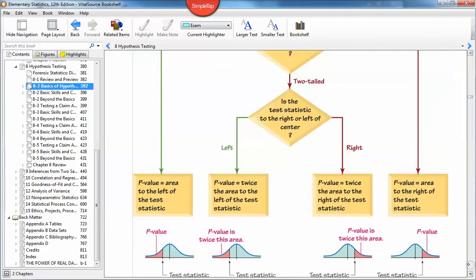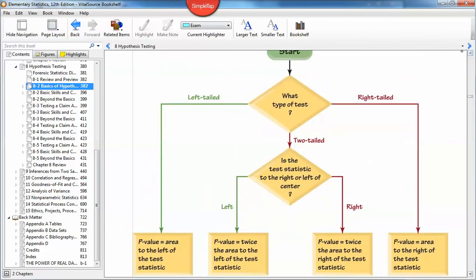So here's the chart. Was it left-tailed? Were we looking at less than? Were we looking at greater than? Or were we looking at equal to? Okay, and so ours was equal to. Is the test statistic to the right or left of center? If it's to the left, that means the test statistic was negative. If it was to the right, the test statistic was positive. So our test statistic in our problem that we figured out by using the little formula was negative 0.92.